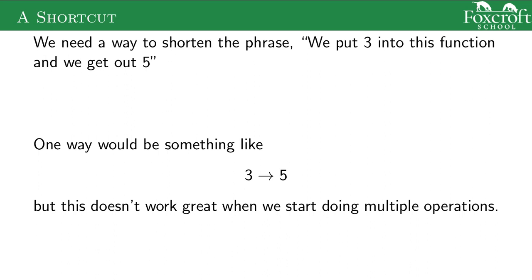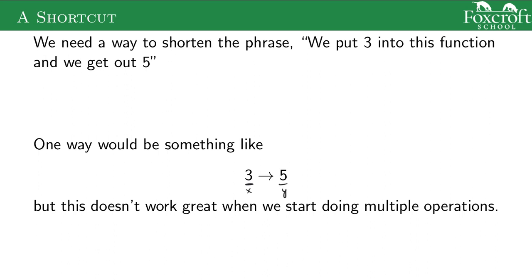So we need a shortcut for the phrase: we put 3 into the function and we get out 5. That's a lot of words for mathematicians. They want to make just symbols do all the work for them. One way you could do that, like I've been doing in a lot of videos, is 3 arrow 5. So I put in 3 as my X value and I get out 5 as my Y value.